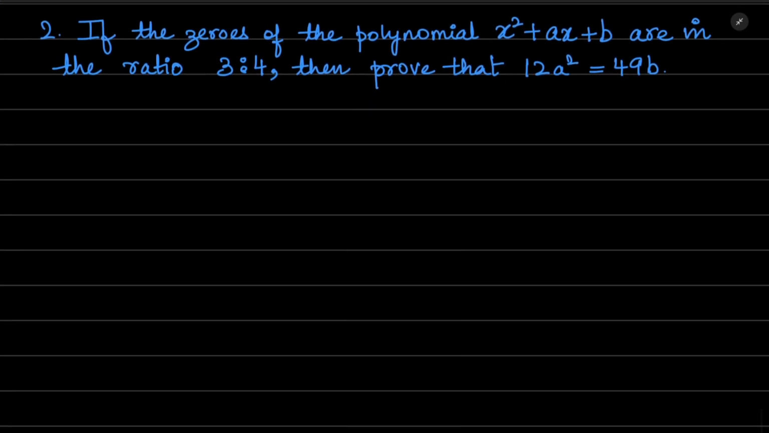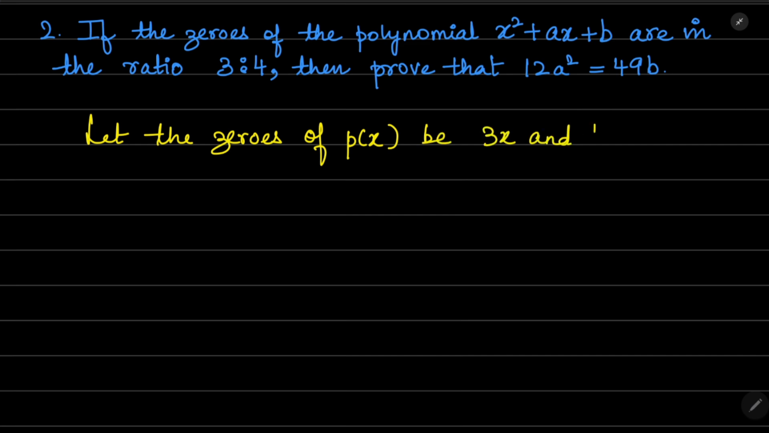If the zeros of the polynomial x square plus ax plus b are in the ratio 3:4, then prove that 12a square equal to 49b. Now, whenever you are given that the zeros are in the ratio of 3:4, let's assume that the zeros of your polynomial p of x be 3x and 4x respectively. Given polynomial p of x is nothing but x square plus ax plus b.